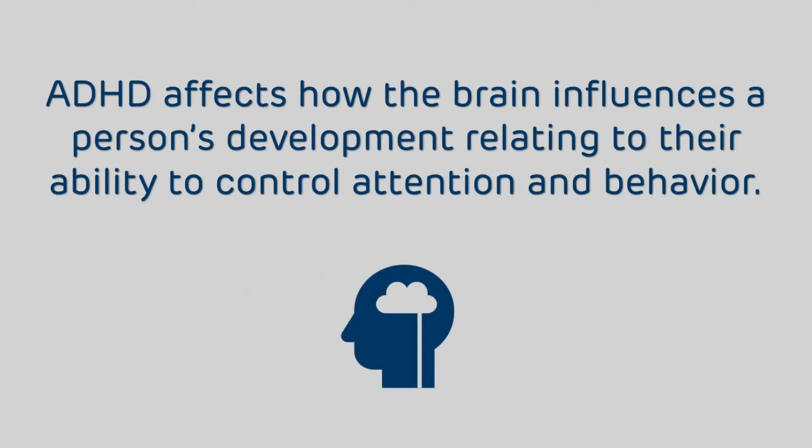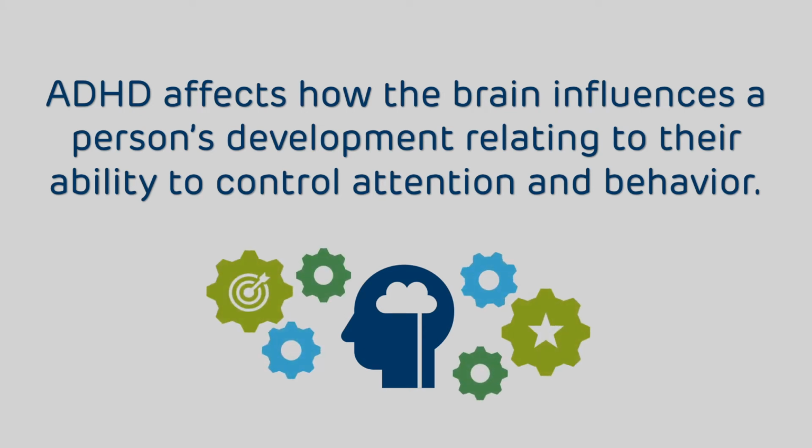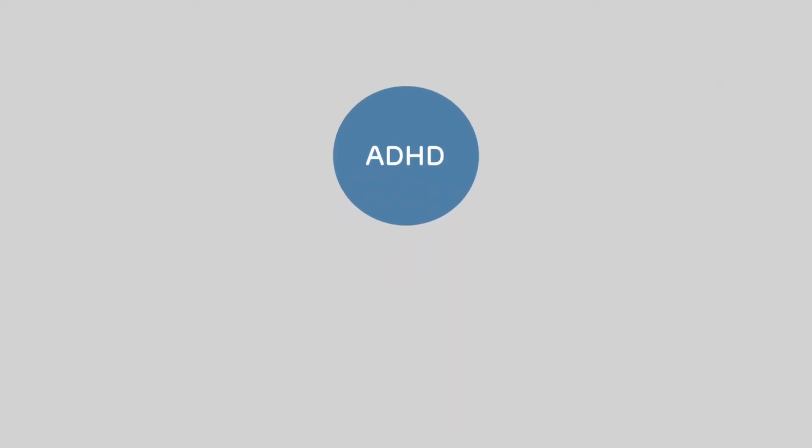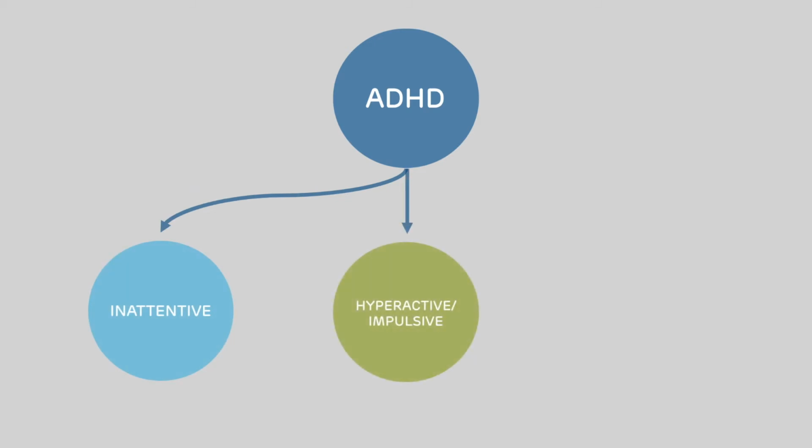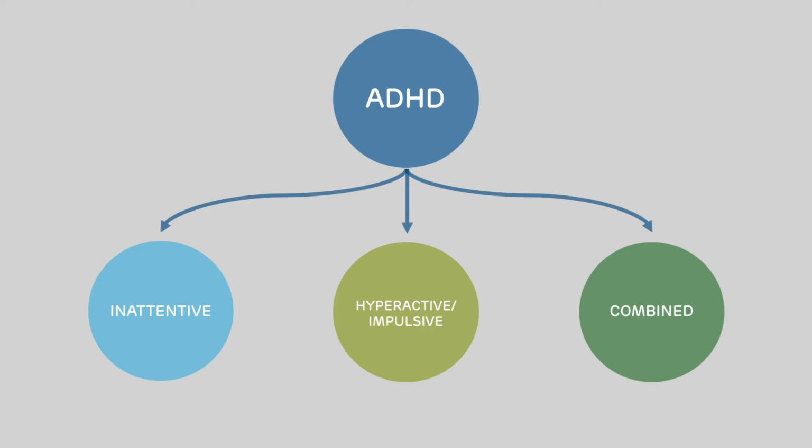ADHD is a condition that affects how the brain influences a person's development relating to the ability to control attention and behavior. There are 3 main subgroups in ADHD. The first being inattention. The second is hyperactivity/impulsivity. And the third is combined. In the coming slides, we will discuss how inattention and hyperactivity/impulsivity may present in your children in 2 different settings.